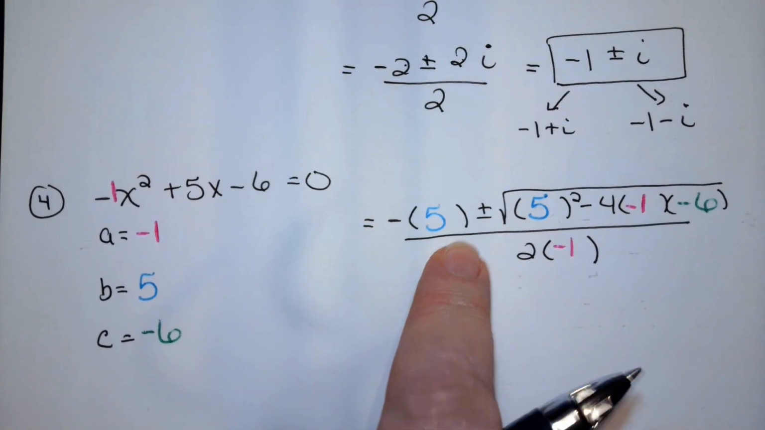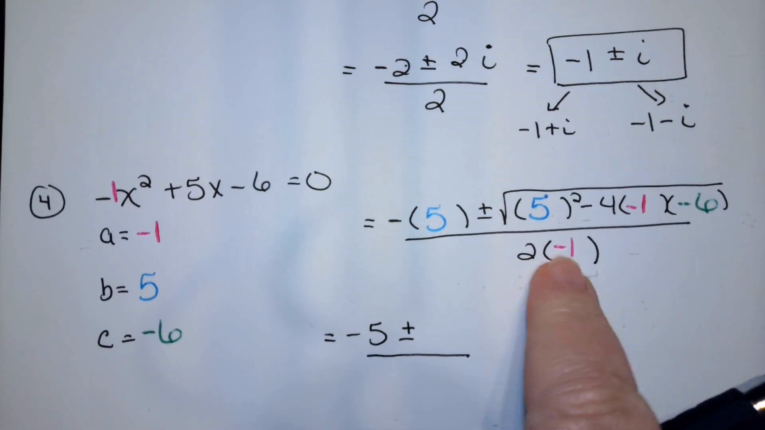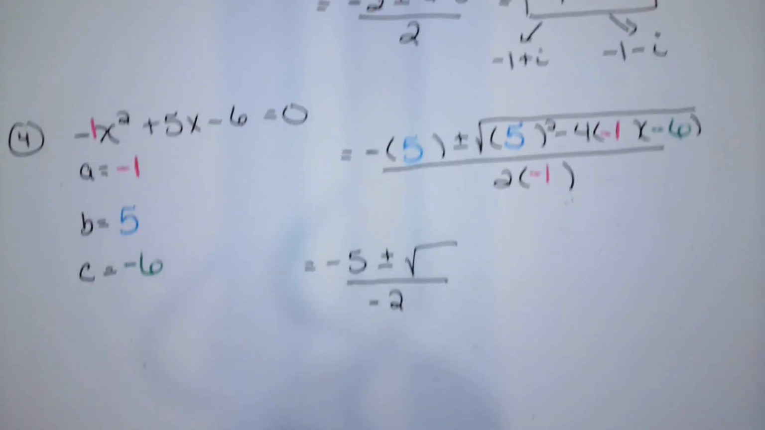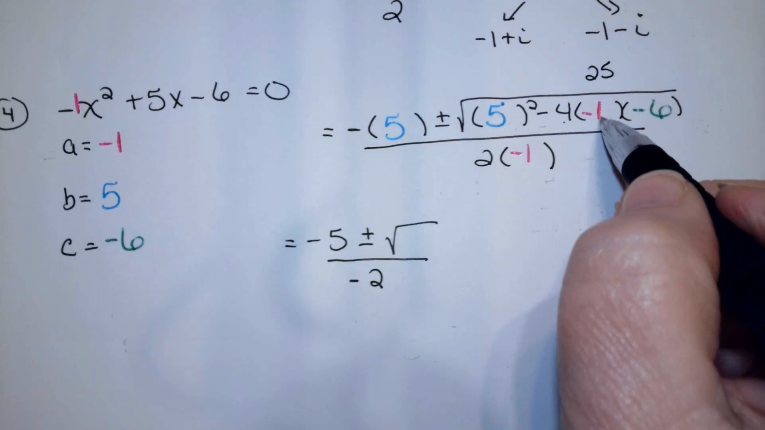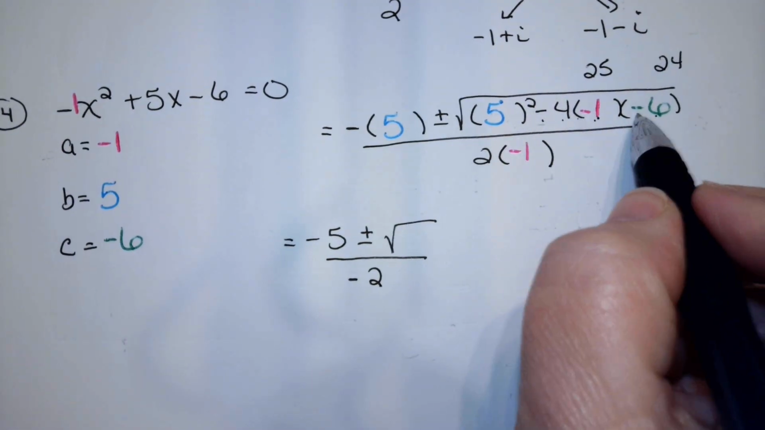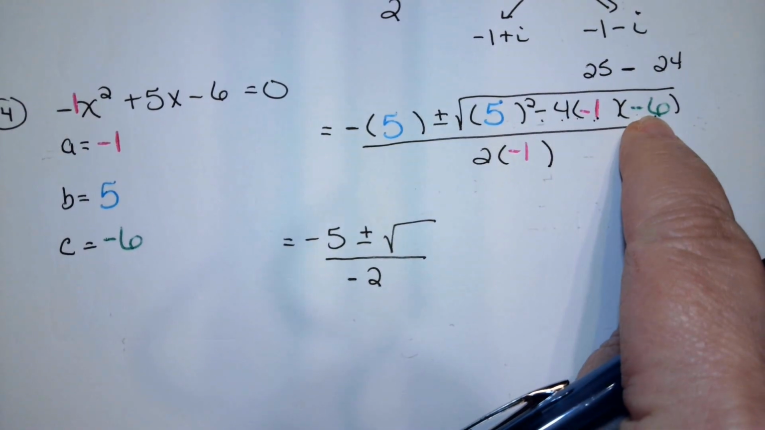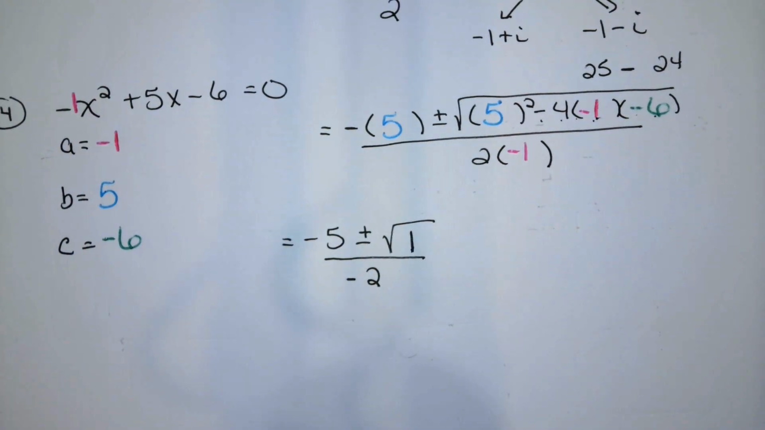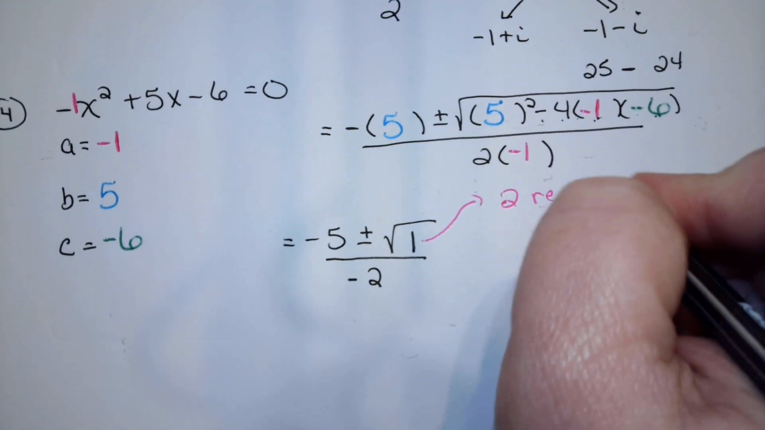The opposite of 5 is negative 5. We got plus or minus. 2 times negative 1 is negative 2. And let's figure out what our discriminant is going to be. 5 squared is 25. 4 times 1 is still 4. And 4 times 6 is 24. And here we have an odd amount of negatives, so that means it's going to be a negative. If you have an even amount of negatives, remember it's positive. So 25 minus 24 is 1. Since that discriminant is positive, that means we're going to have two real solutions.